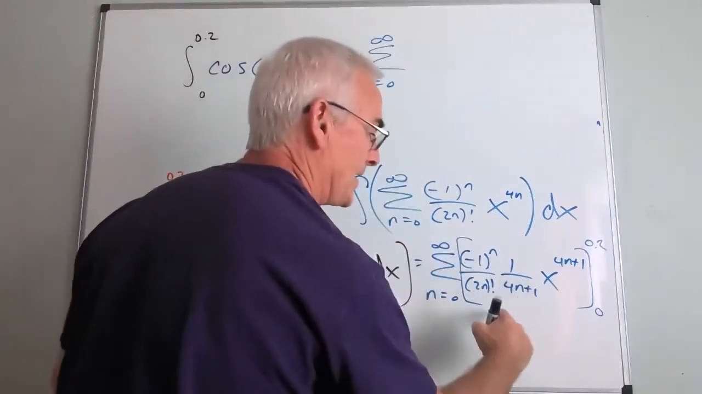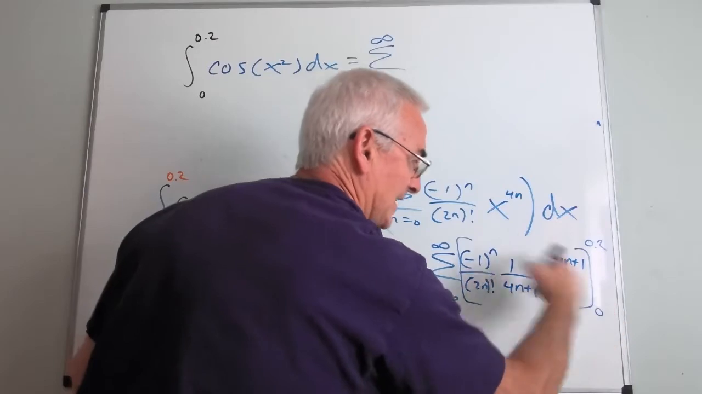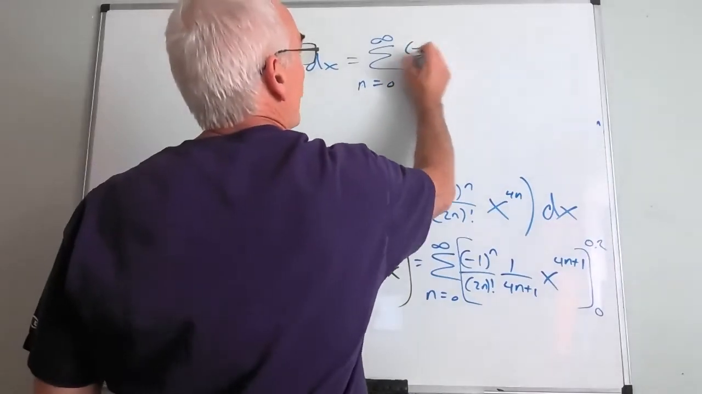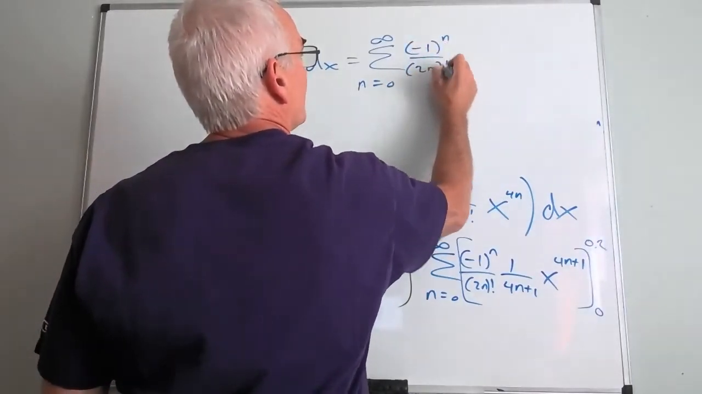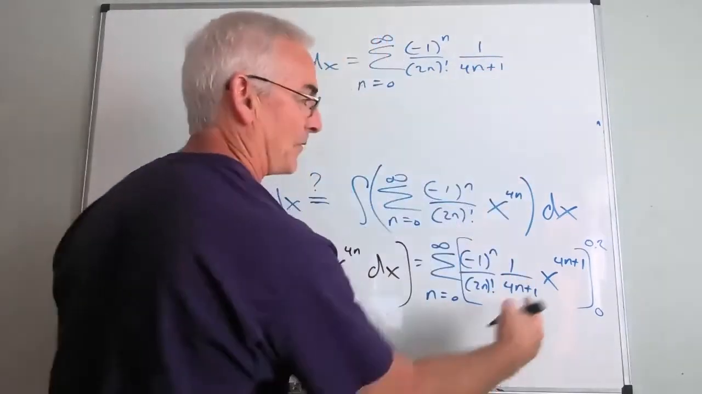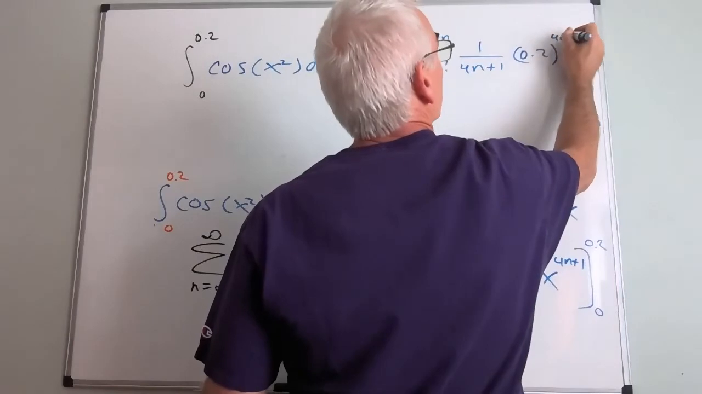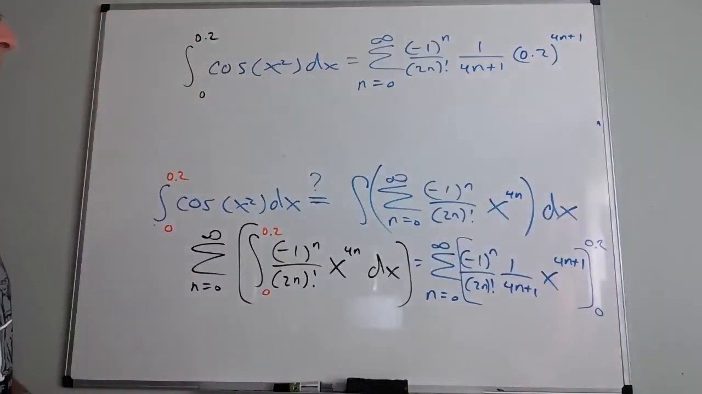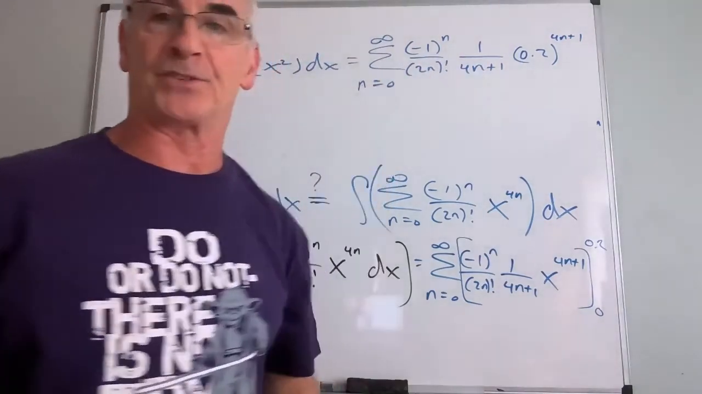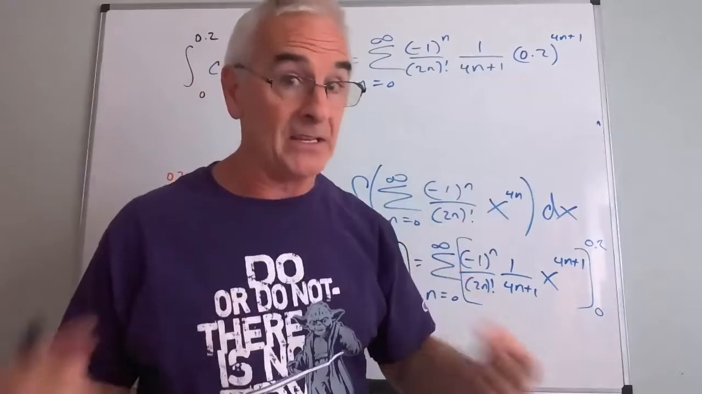So now when I write this out, I've already integrated. When I evaluate this quantity at 0, won't it be 0? When I stick a 0 into x, that's going to be 0, isn't it? So I only have that. So now I have negative 1 to the n over 2n factorial, times 1 over 4n plus 1. And now finally, I'm going to have 0.2 raised to the 4n plus 1 power. If I don't write anything else, I've just said this integral here, which we can't integrate, is equal to this power series over here. And by the way, this power series no longer has any variables. So the power series on the right is now equal to a number.